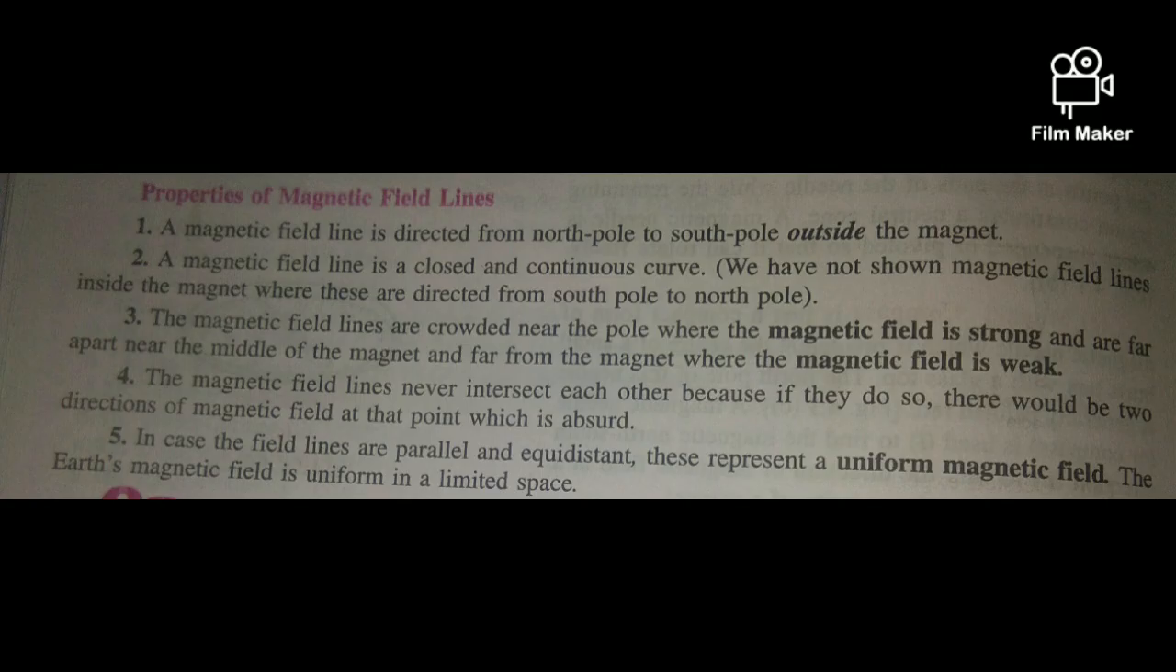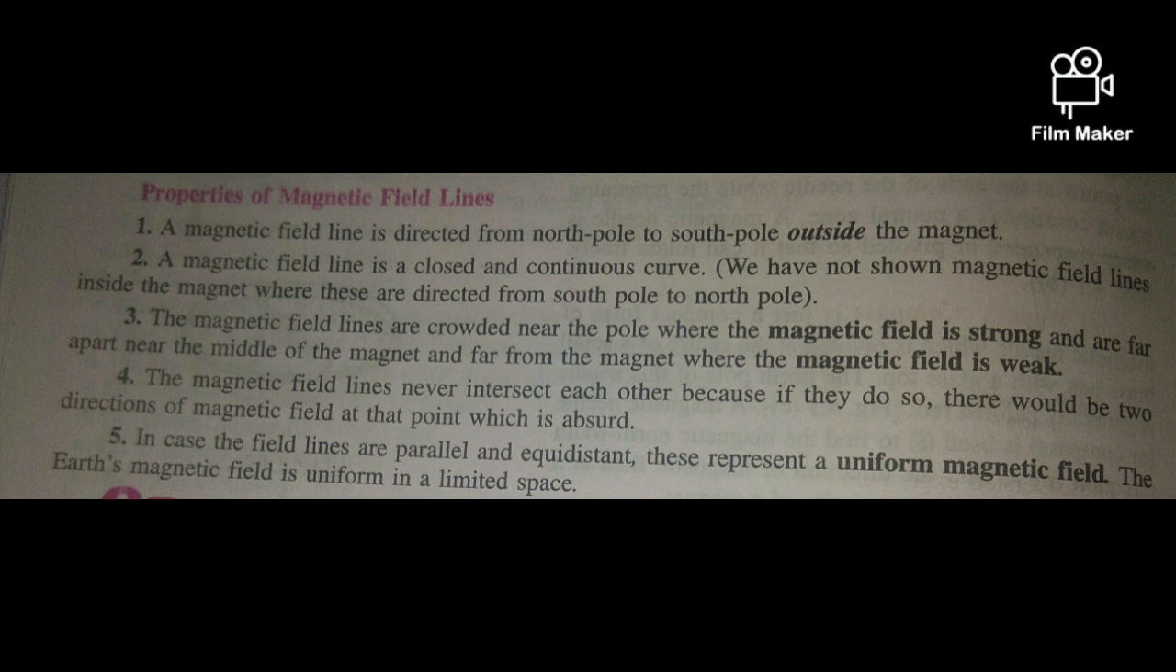A magnetic field line is directed from the north pole to the south pole outside the magnet, and from the south pole to the north pole inside the magnet. A magnetic field line is a closed and continuous curve. The magnetic field lines are crowded near the poles where the magnetic field is strong, and apart near the middle of the magnet and far from the magnet, where they are very weak.